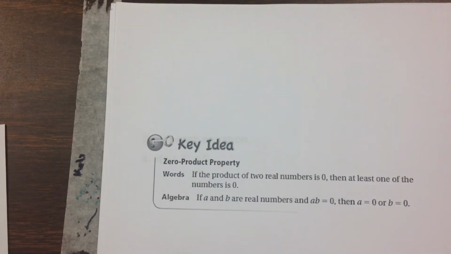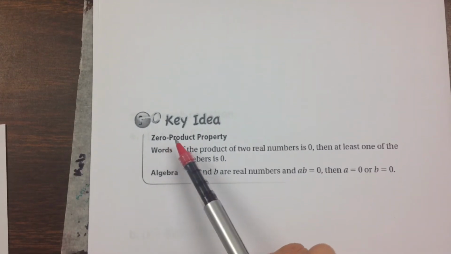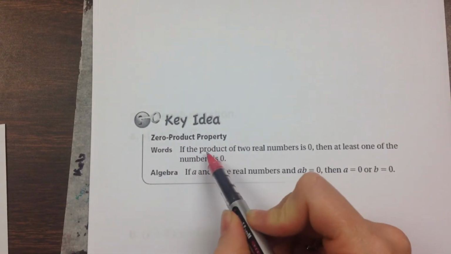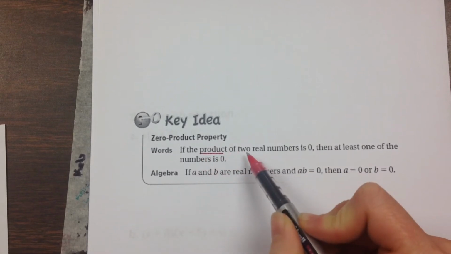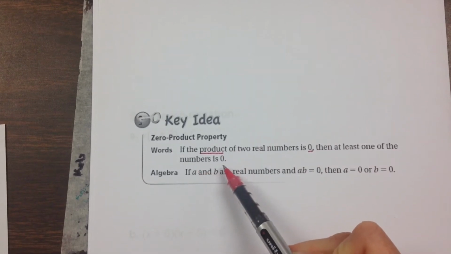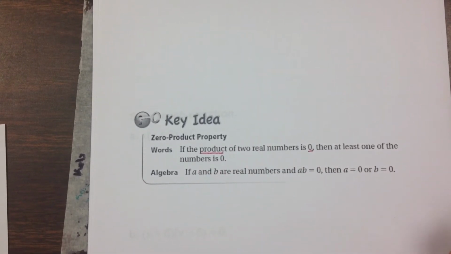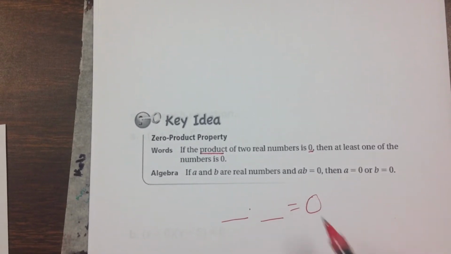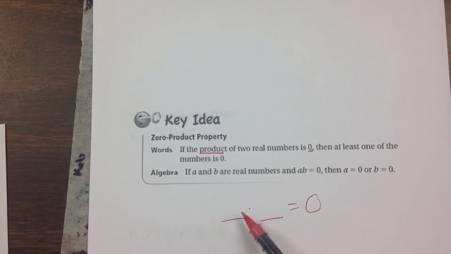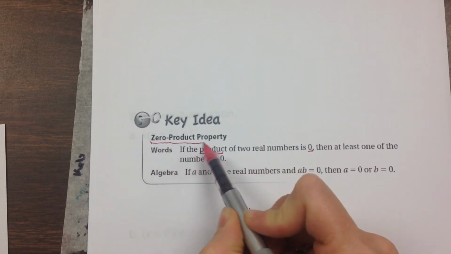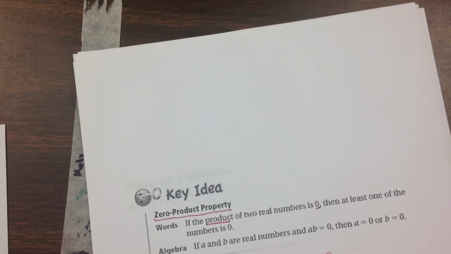Because there's something in math that is called the zero product property. It says that if the product, or the answer to a multiplication problem, of two numbers is 0, then at least one of those numbers has to be 0, which is really just kind of common sense. If we know that we're multiplying two numbers and our answer is 0, well, one of those had to be 0, or both of them could be 0. Okay, so we're going to be using this zero product property to solve some polynomials.